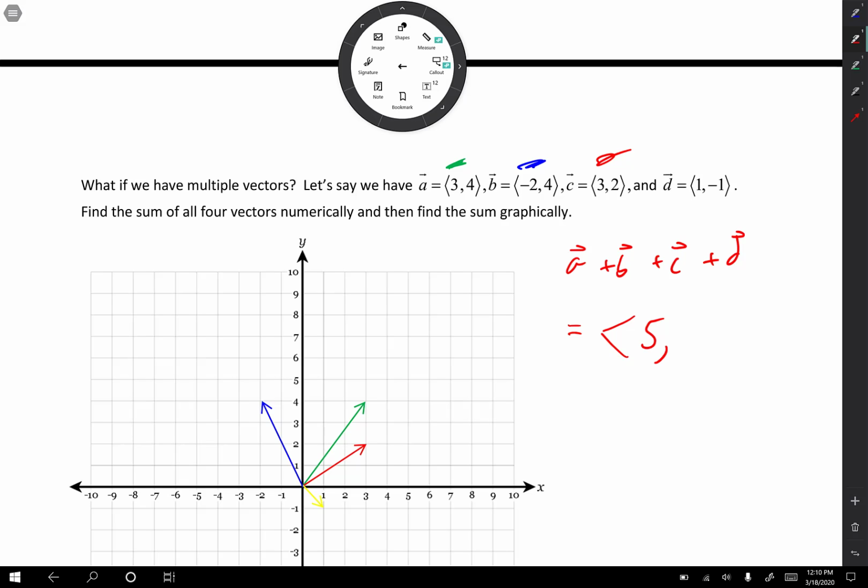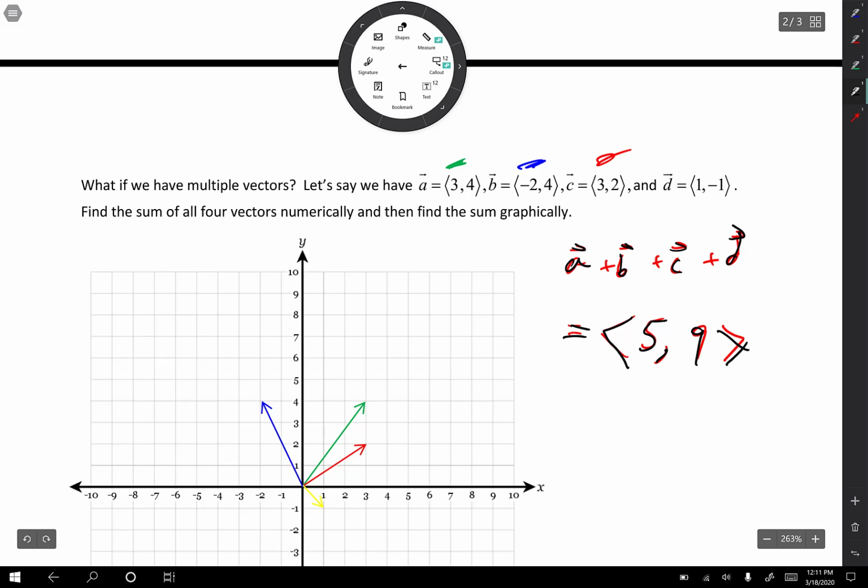Let's do the y component vector. 4 plus 4 is 8. 8 plus 2 is 10. 10 minus 1 is 9. So I see 9. And I probably should have used black, right? Because that's the color that I haven't been using here. So sorry if I've confused you guys. I don't think I have, but in case.